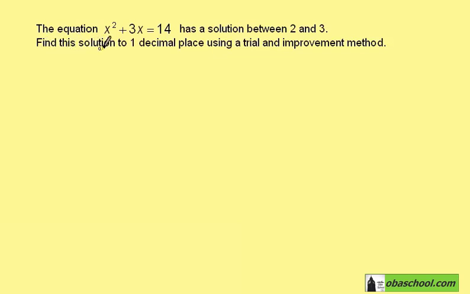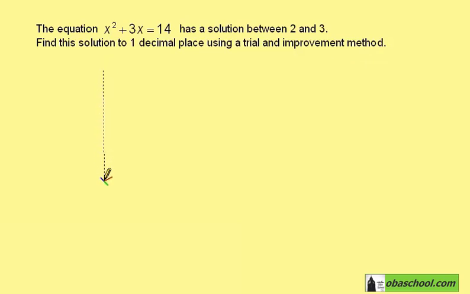The equation x squared plus 3x equals 14 has a solution between 2 and 3. We want to find this solution correct to one decimal place using a trial and improvement method.